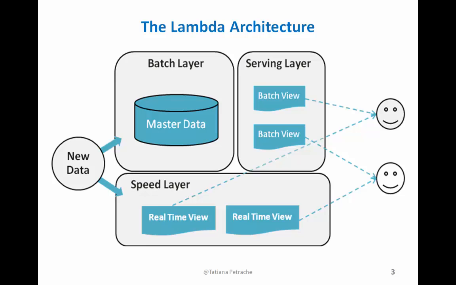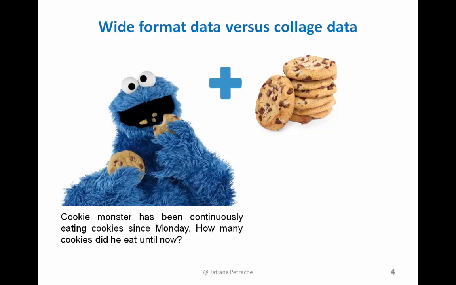To better understand this architecture, let's say you get an unusual request from one of your customers. He tells you that Cookie Monster has been continuously eating cookies since Monday, and he would like to know how many cookies he ate until now. You could query the data warehouse and do a select to get the total number, and this number can be the number of cookies from the right hand side of the slide.